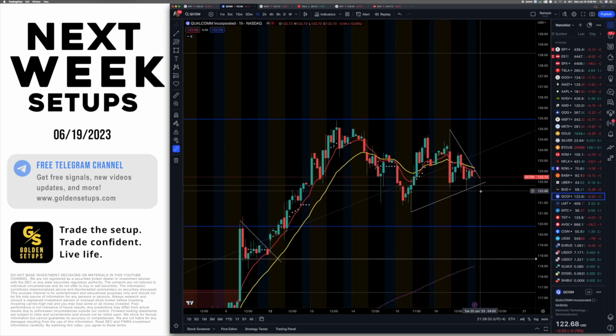If we break down below, which we've been having a hard time staying below, as you can see here, below this fib point, but if we do break down below, I do see us moving all the way down to 121.41 to begin with.